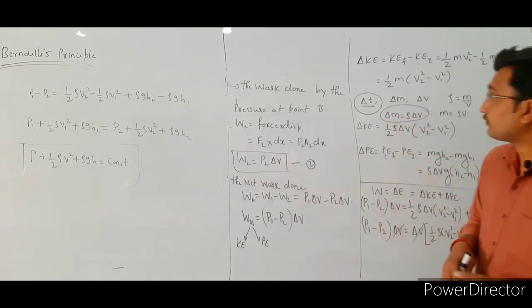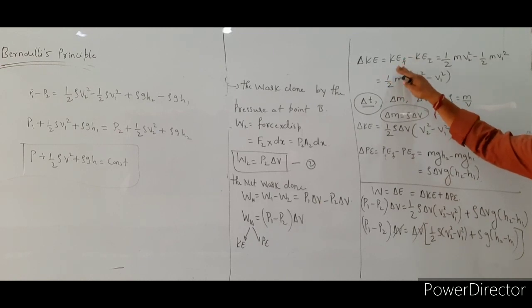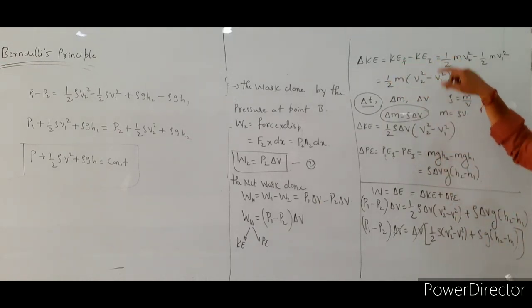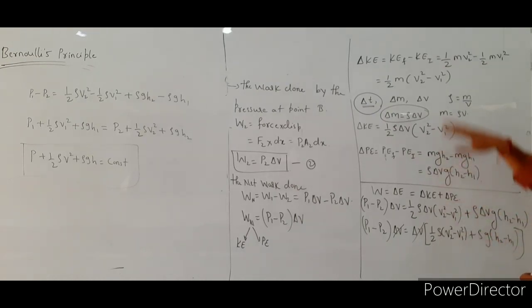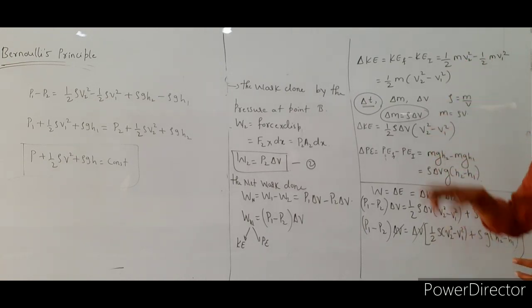Okay, see here. Next we are going to find out the change in kinetic energy, that is equal to final kinetic energy minus initial kinetic energy, that is 1 by 2 m V2 square minus 1 by 2 m V1 square. In this case, take 1 by 2 m as a common term. The remaining is V2 square minus V1 square.